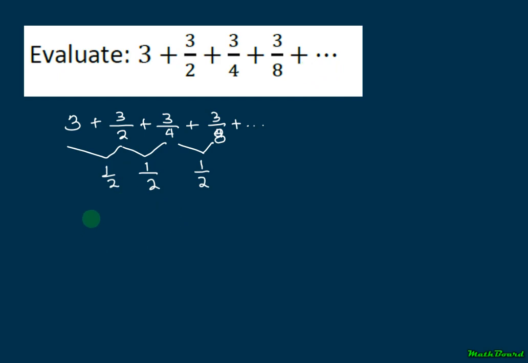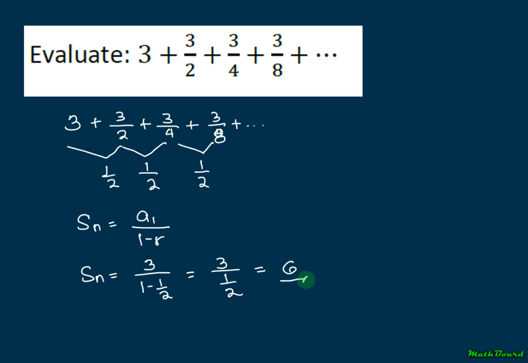And to find the sum of infinite geometric series, we use the formula S sub n is equal to a sub 1 over 1 minus r. So we have S sub n equals a sub 1, the first term is 3, over 1 minus the common ratio, 1 half, and that is 3 divided by 1 minus 1 half is 1 half, and finally the sum is equal to the quotient of 3 and 1 half, which is 6. So the sum of the infinite geometric series is 6.